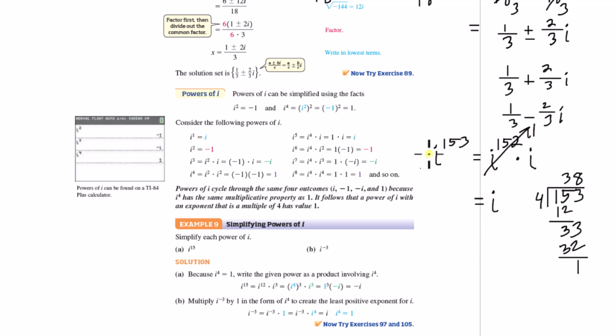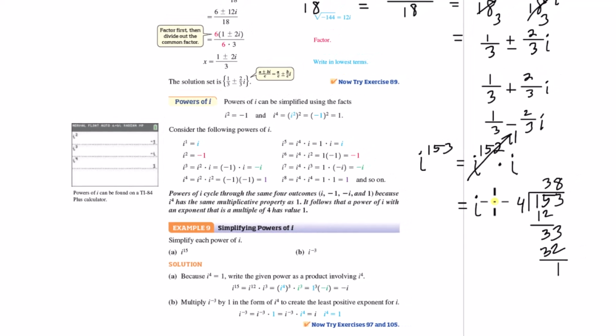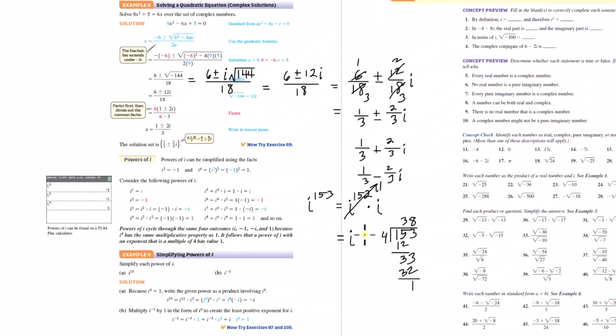And no matter what we do, if we do this process, we're going to end up with i to some power that's divisible by 4 times either i to the first, i squared, or i cubed, which we know is easy. i squared is going to be -1, i cubed is going to be -i. So that's the idea of finding integer powers of i.